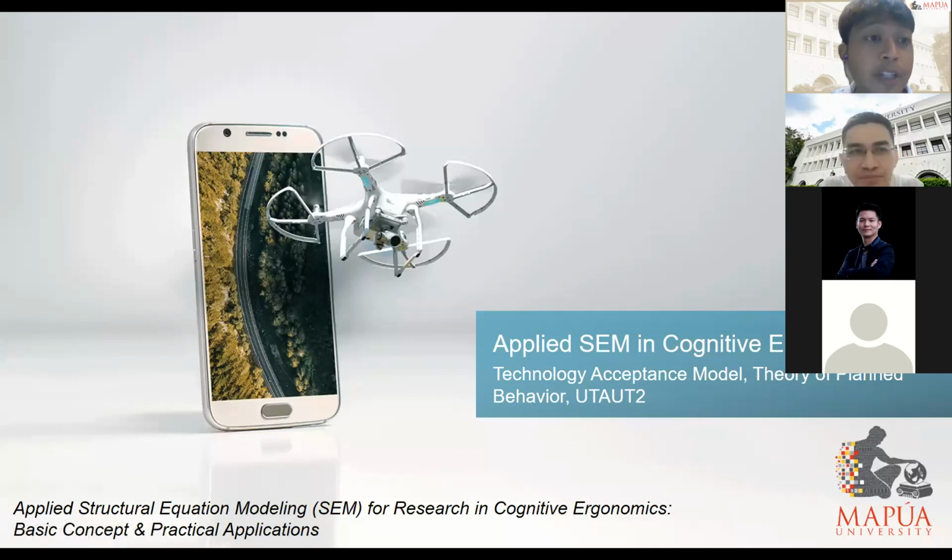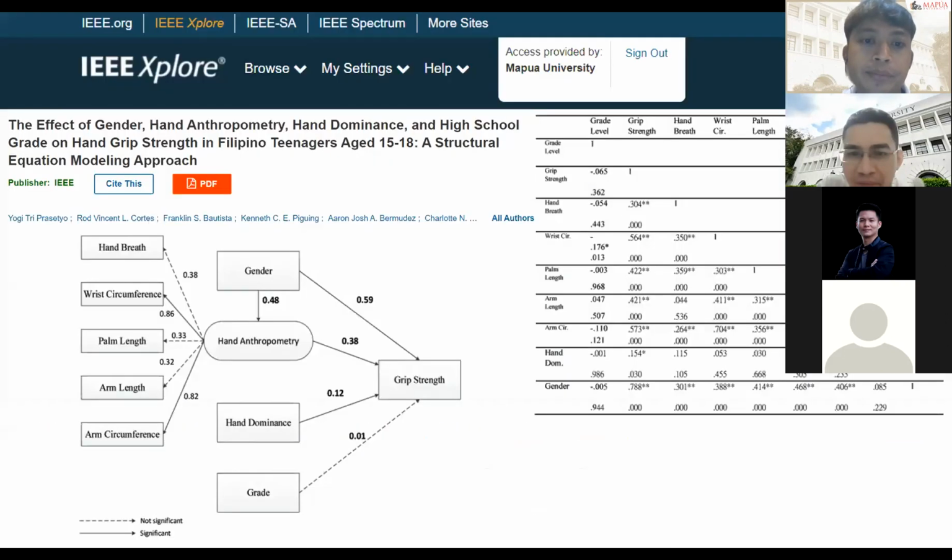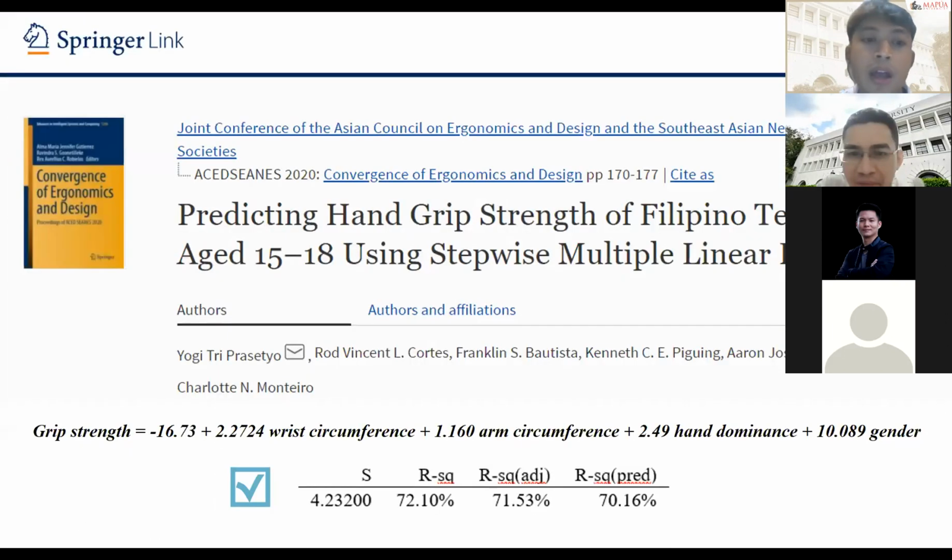Yes, Bu Fuji. Sorry, what is the difference between multiple linear regression and stepwise multiple linear regression? Very good question. Stepwise, we put the significant ones only, Bu.